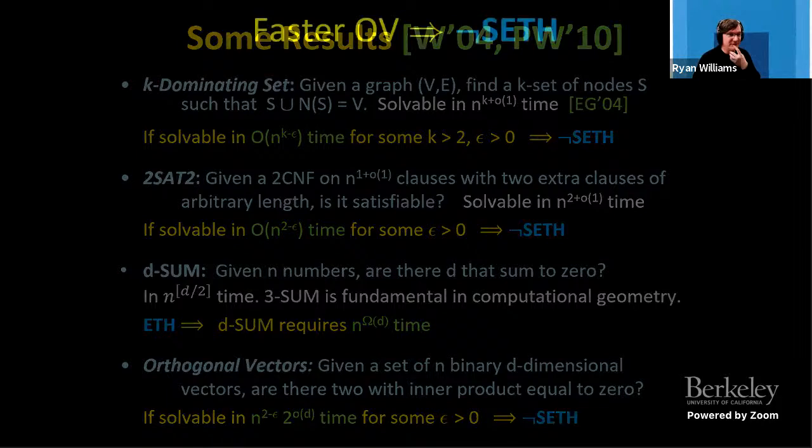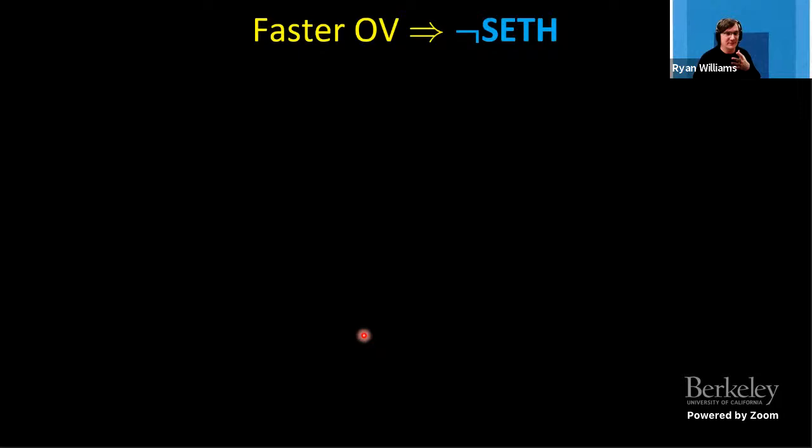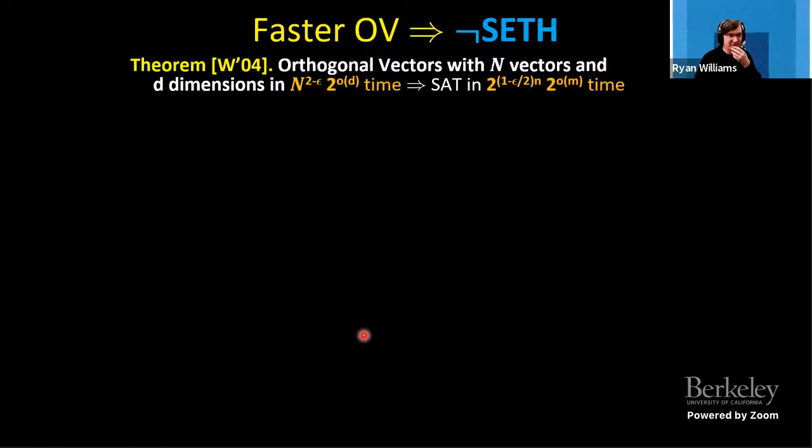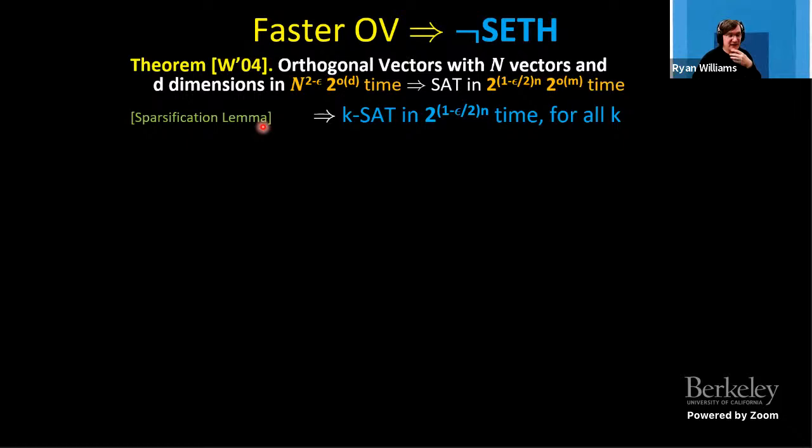So let me mention how a faster OV will imply the negation of SETH, because the reduction is so simple you can teach it to undergrads. If we can solve orthogonal vectors with capital N vectors in slightly faster than quadratic time, then SAT can be solved slightly faster than 2 to the n, okay? And this follows by the so-called sparsification lemma. Sparsification basically says that for k-CNF formulas, the hardest case is when there's a linear number of clauses. So we don't have to worry about the dependence on the dimension or the number of clauses. So this wouldn't refute strong ETH. We have an explicit epsilon that gets us faster running time.